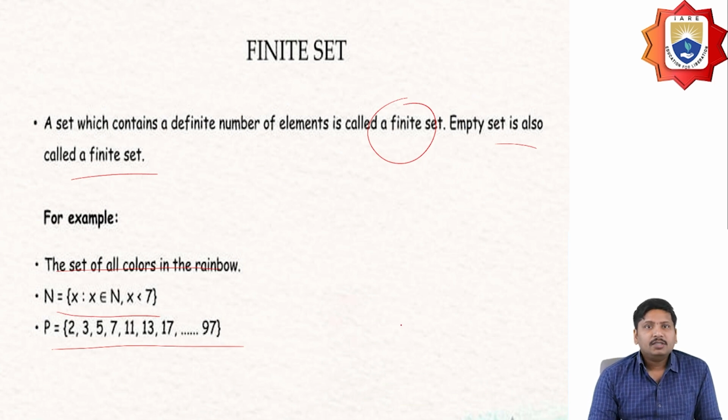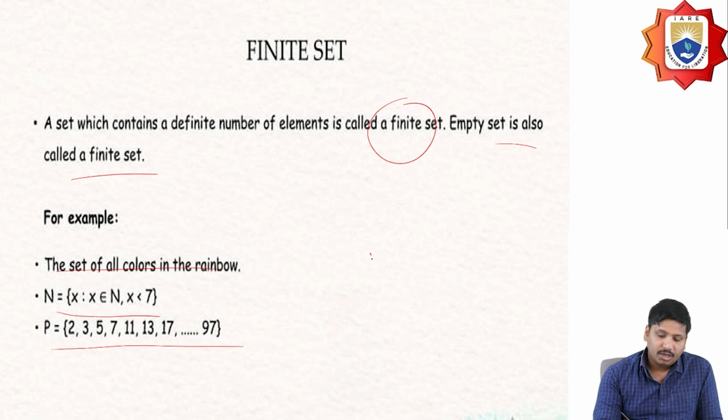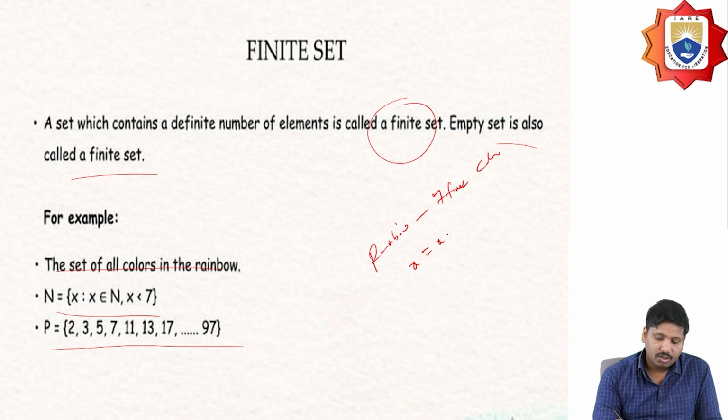So here, finite sets mean only the fixed ones; they do not change any elements of the set. So if I consider the rainbow, what will happen? There should be only 7 fixed colors, so it should be a finite set. Based on the condition, x is equal to {x such that x belongs to N, x is less than 7}. So automatically it should be only 1, 2, 3, 4, 5, 6.